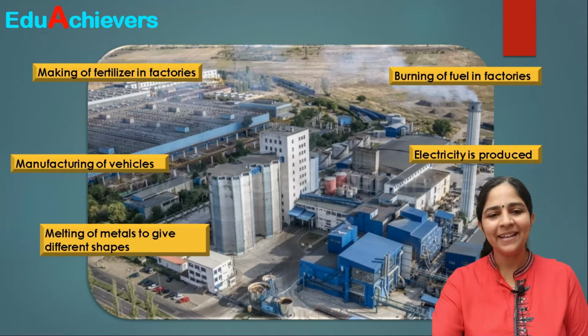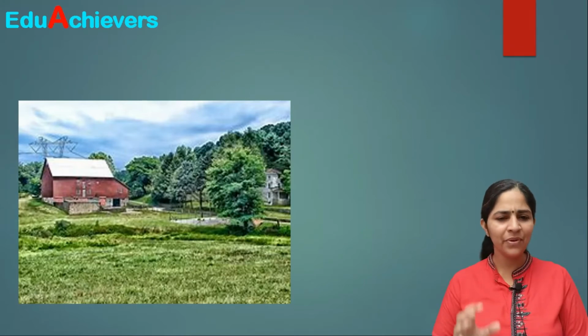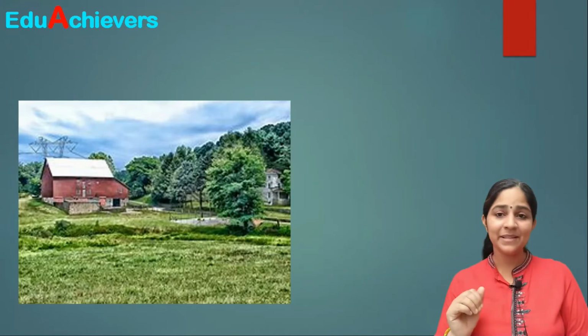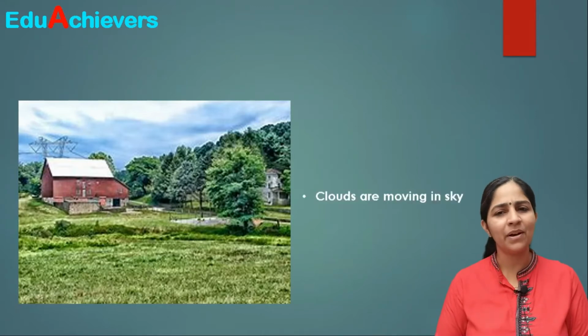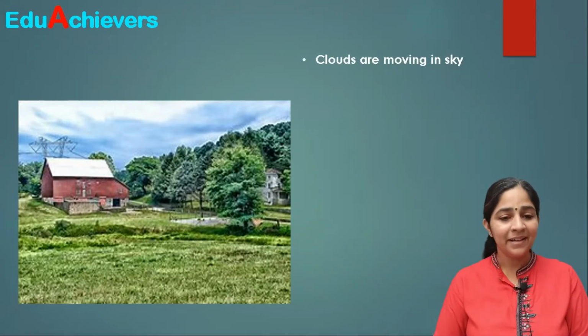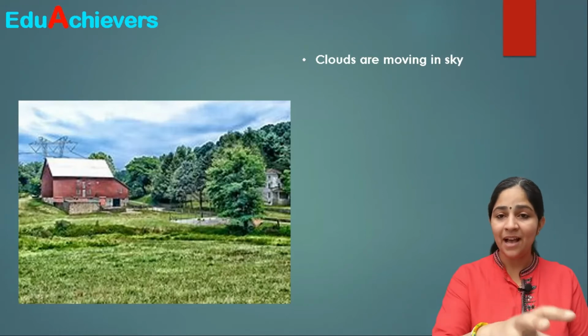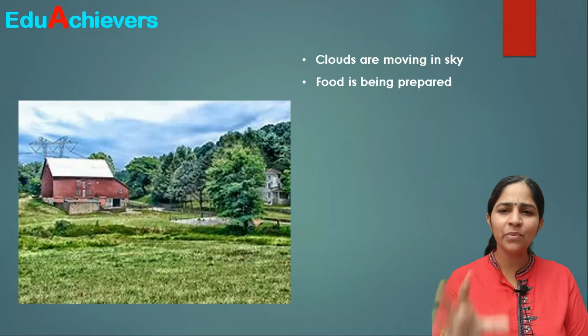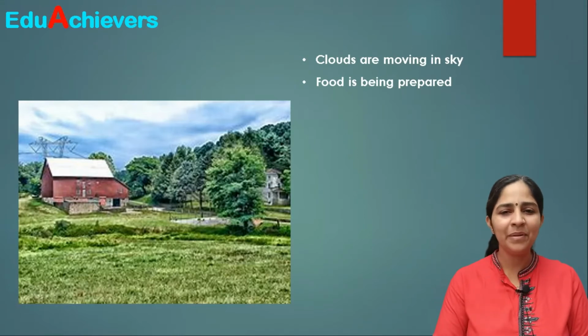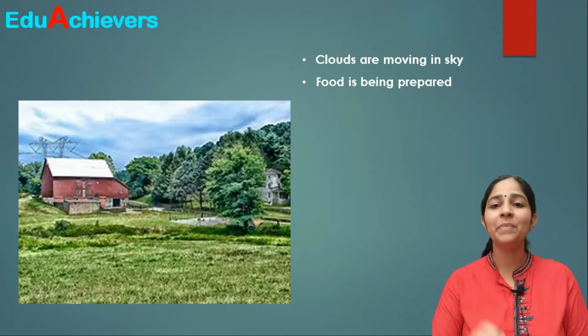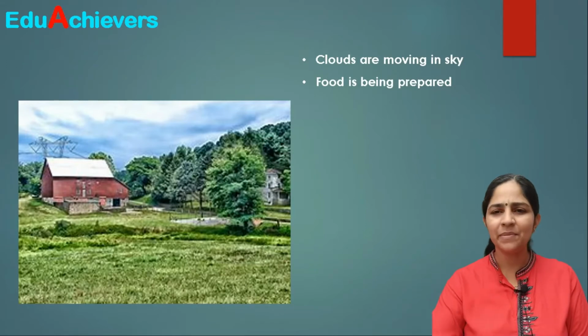Let's have a look at the quiet village area. When you look at this, it seems quiet, with not many activities going on. But if you have a closer look at this image, you'll understand there are so many activities going on. First, in the sky, clouds are moving. If you look further at this house, it's a simple house, but there will be so many activities going on. Food will be prepared. A lot of activities will be going on.